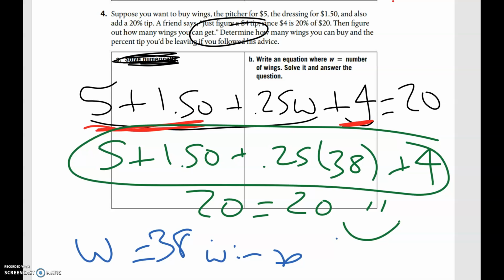Now, on this problem, there is a little bit of an issue with the tip. So go ahead and read number 5, and see if this really was a 20% tip. So think about how tips are done and we'll pick up there.